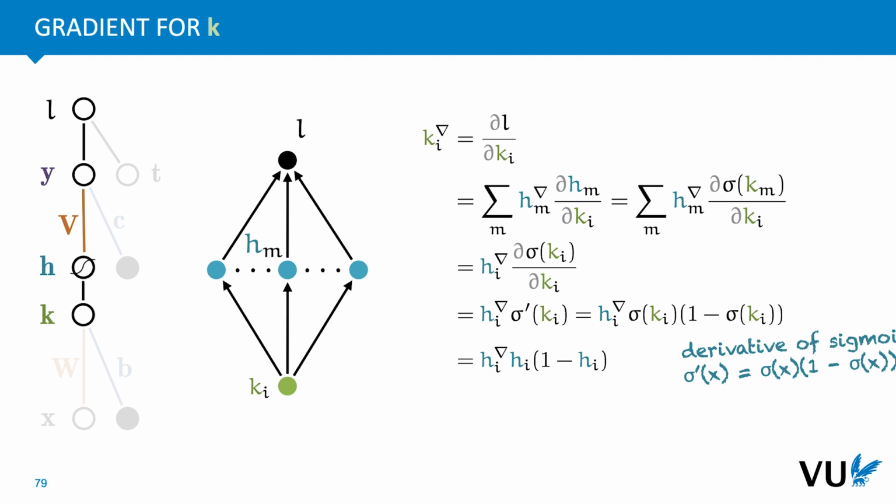So this is the quantity that we're looking to vectorize. We're looking for a vector k nabla, where the element k nabla i is computed like this. And since the ith element of k only depends on the ith element of the vector h nabla and the vector h, we can simply express this as an element-wise multiplication of these three vectors.